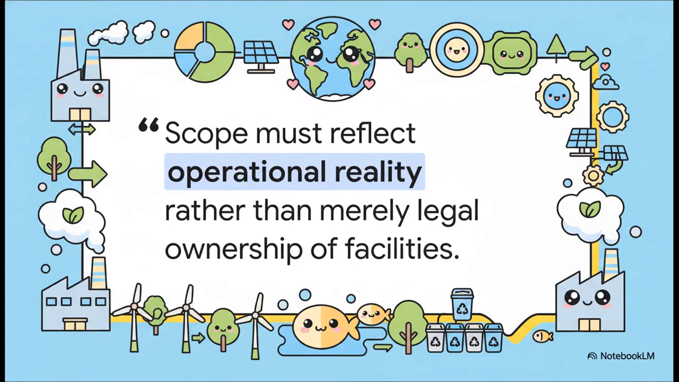To sum up the true, uncompromising intent of the ISO standard, we really just have to remember one powerful quote from the source material. Scope must reflect the operational reality of environmental influence rather than merely the legal ownership of facilities. You can't just manage the parts of your business that look good on paper. You have to manage the reality of your actual impact.